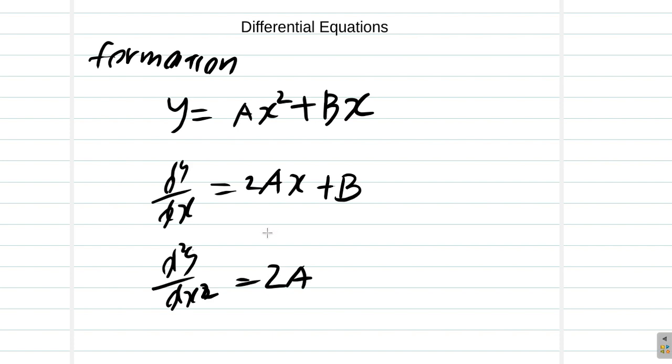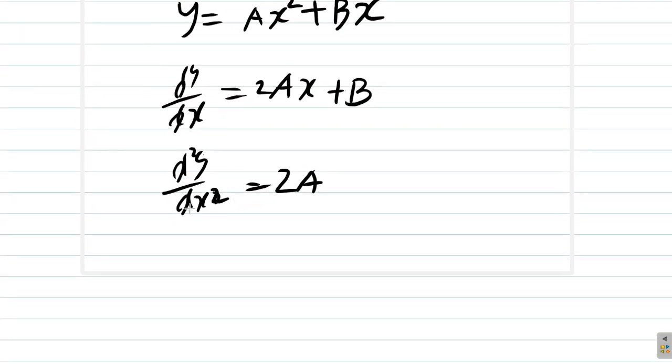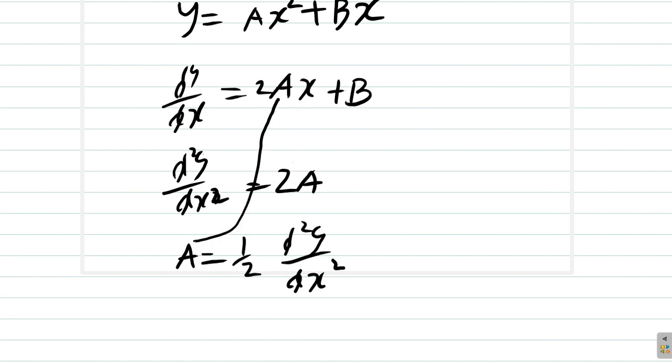Suppose we consider that a, in this case, if we transpose this equation for a, we will have a is equal to d squared y by dx squared over 2. In other words, a is equal to half d squared y by dx squared. Alright. Now, this a, let's put it here and see what happens.